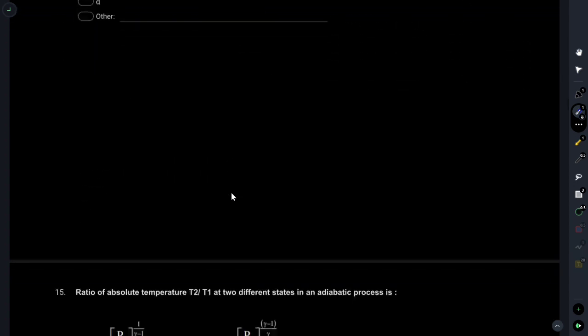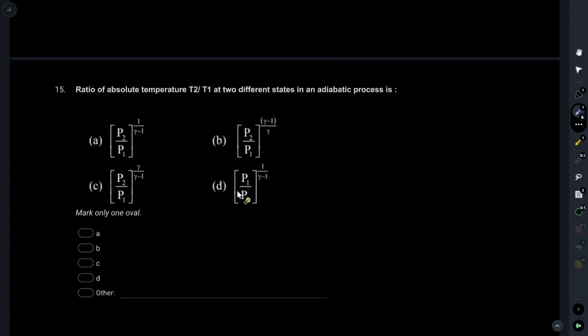Moving further. Okay, so for this question you need to find the ratio of absolute temperature, that is T2 by T1, at two different states in an adiabatic process, right? The options are given in terms of pressure, so we have to find a relationship between temperature and pressure for the adiabatic process.